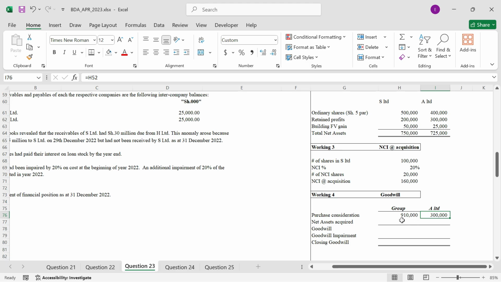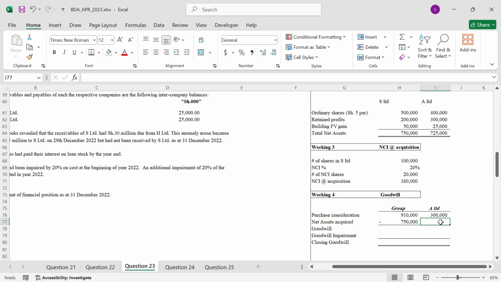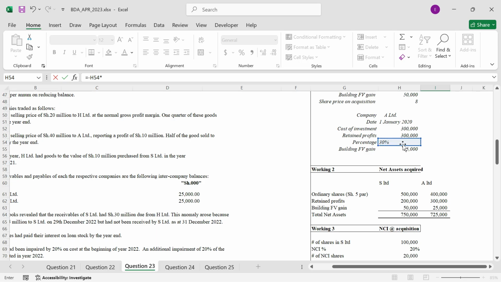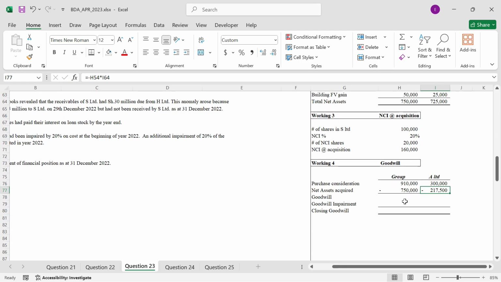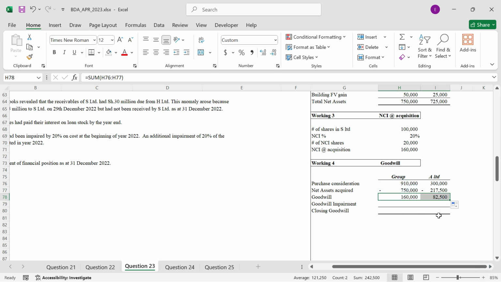How many net assets did I acquire? The net assets in X was 750,000, so equal minus this. But in A, I only acquired 30%, so equal minus 30% of my net assets, which should be a goodwill, for which I should check for any impairment.